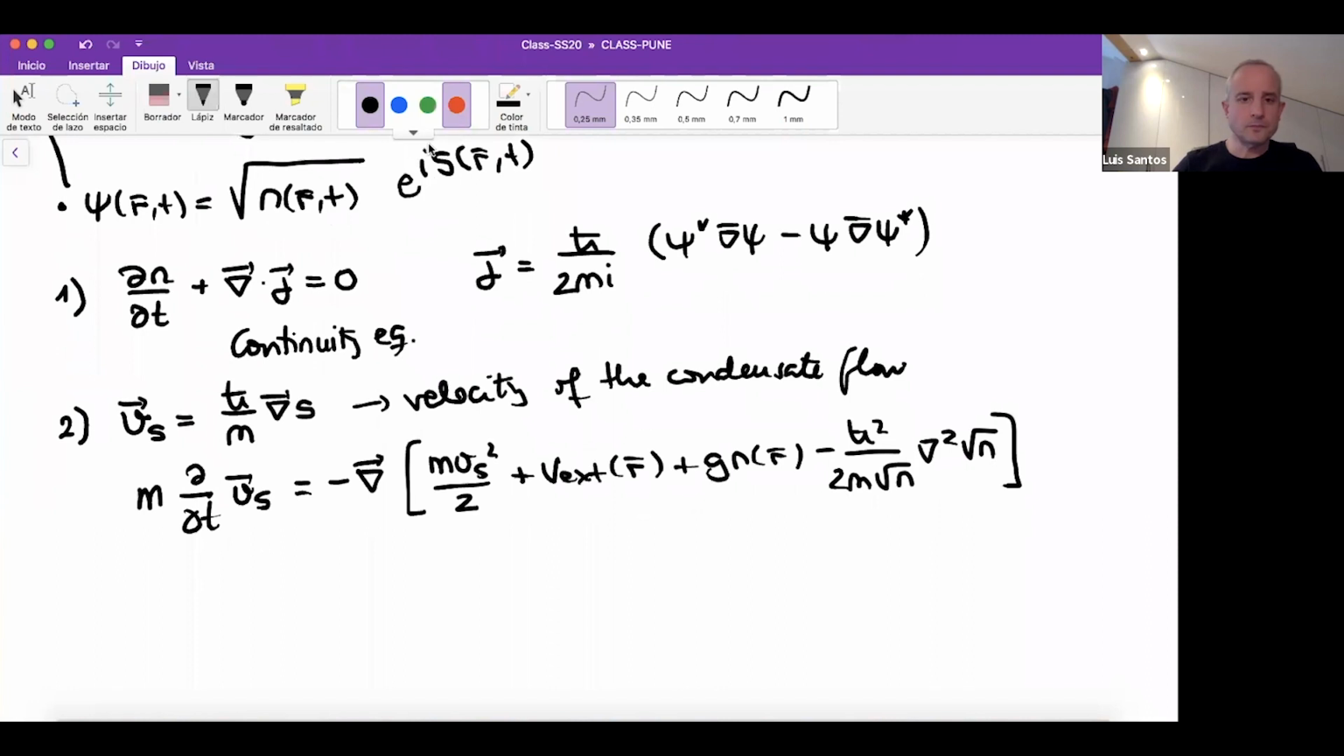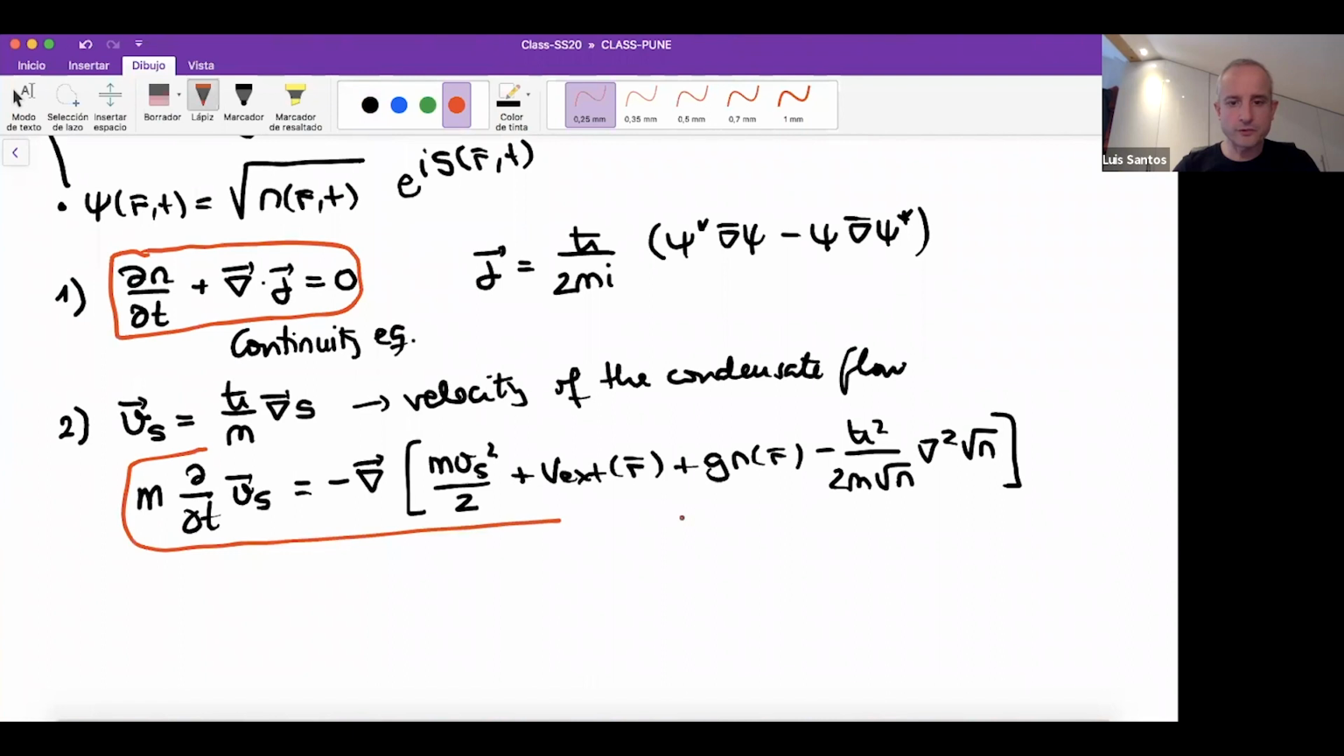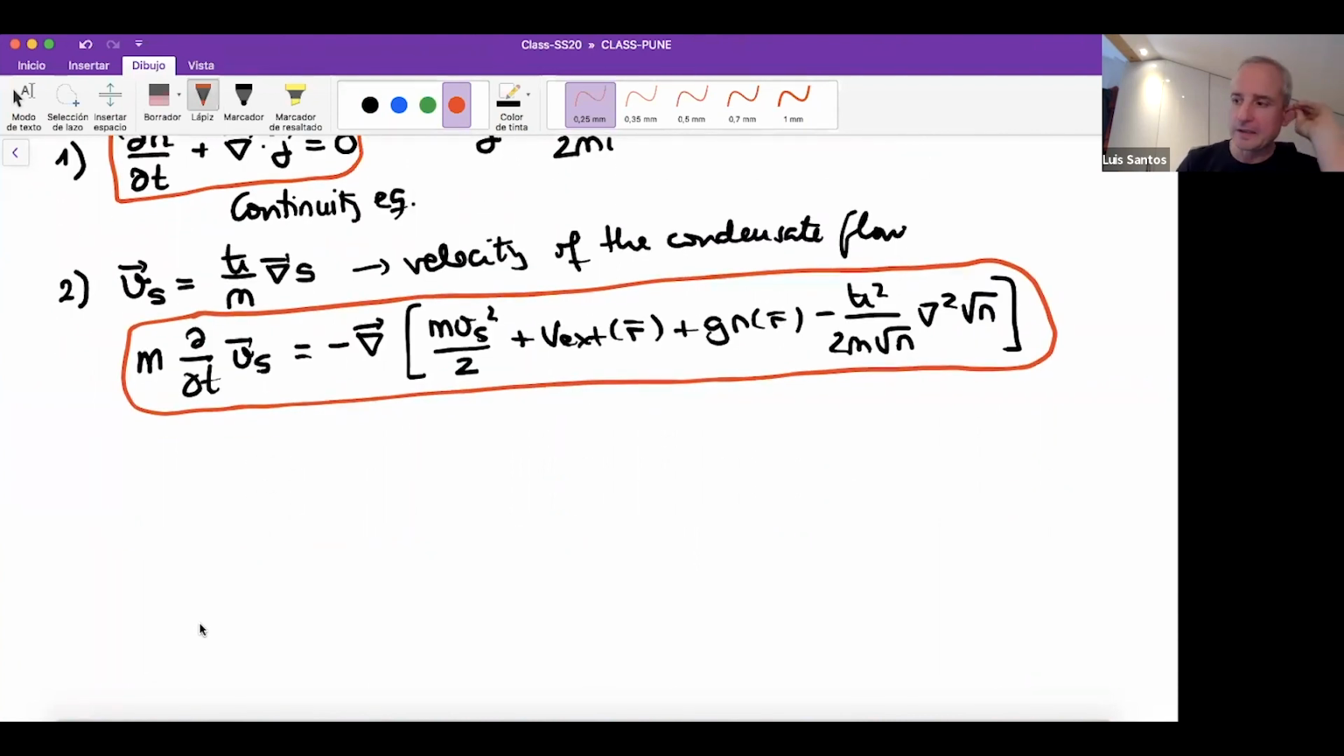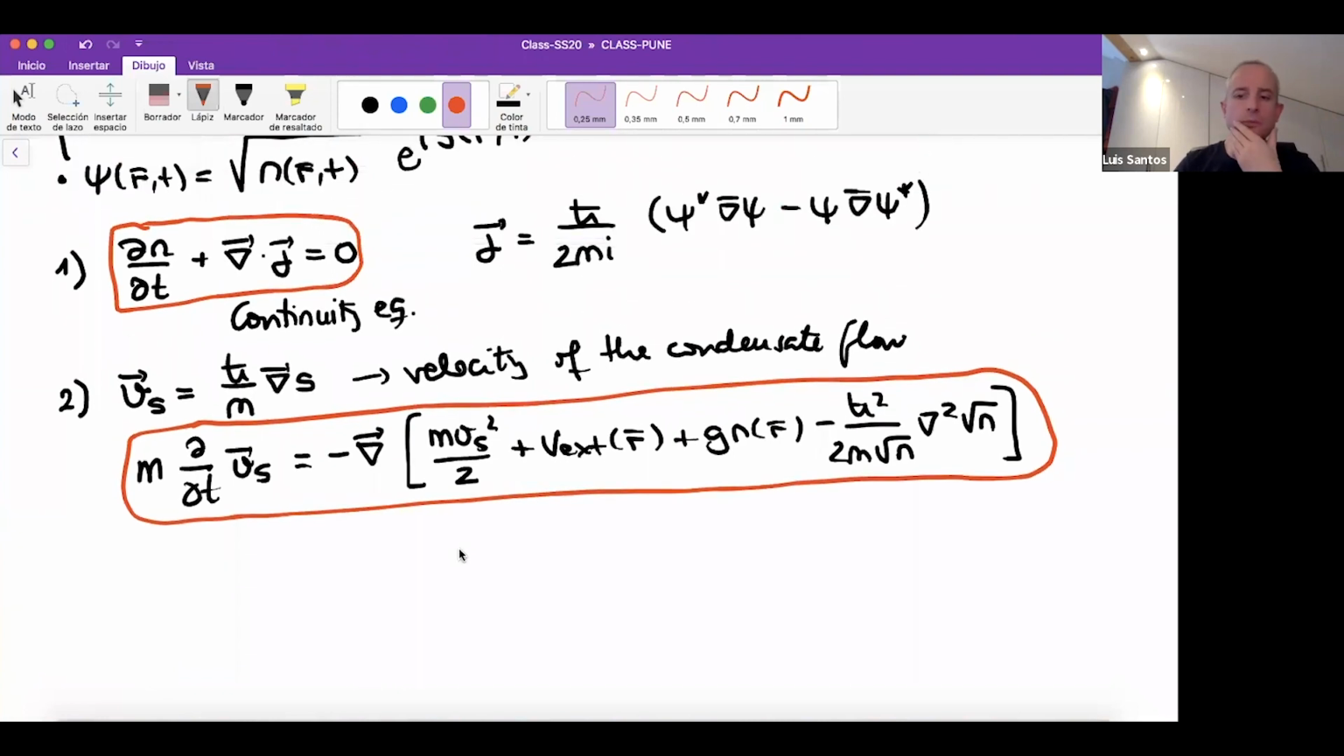Okay, so I have this equation, which is the continuity equation, and then I have this equation for the velocity field, the velocity of the condensate flow, which is of this form. Before going further with this equation, let's have a look in these two equations at where quantum mechanics actually is. Because these equations are almost completely classical. The only place where you have quantum mechanics, where you have h bar, is in this last term of the last equation. This term is the so-called quantum pressure.